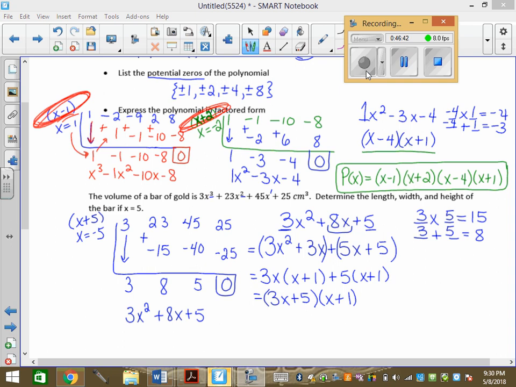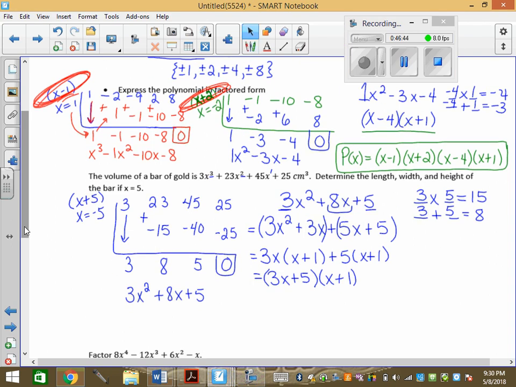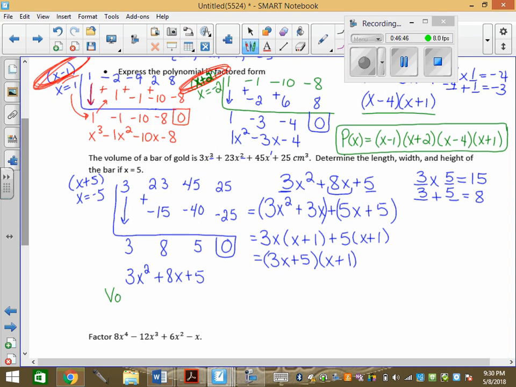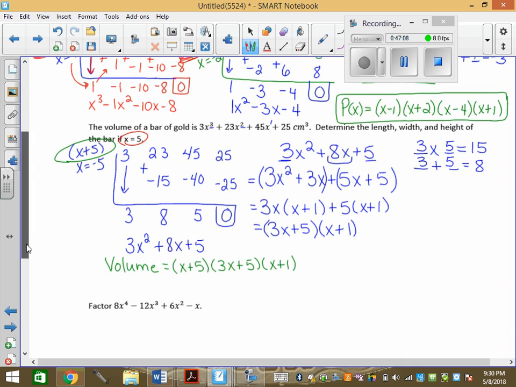Okay? So our three factors for the volume here are x plus 5, 3x plus 5, and x plus 1. And they want the length, the width, and the height. Well, we have to fill in what we know. We know x equals 5, so we can fill that in. So we're going to get 5 plus 5, which is 10. I'm going to write 25. Oops, 10.